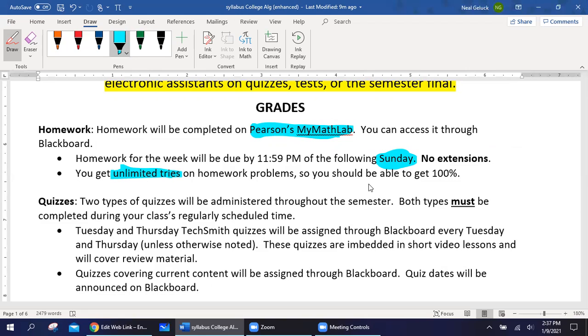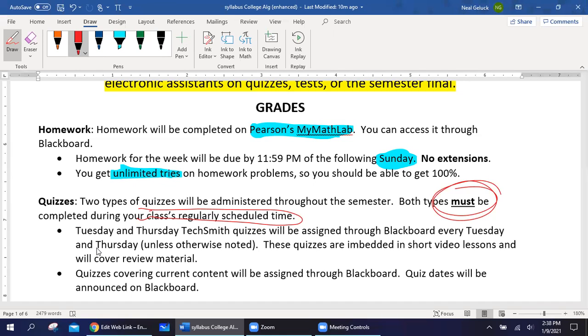There's going to be 2 different types of quizzes that will be administered. Big thing, and students in previous semesters have had trouble with this, you have to do these during your class's regularly scheduled time. So if you're in my 10 to 10:50 class, that's when you have to be able to do it. If you're in my 12 to 12:50 class, that's when you have to do it. So every Tuesday and Thursday, there will be what are called TechSmith quizzes. TechSmith is just a program that lets me make videos and embed quiz questions within those videos. Those will be every Tuesday and Thursday.